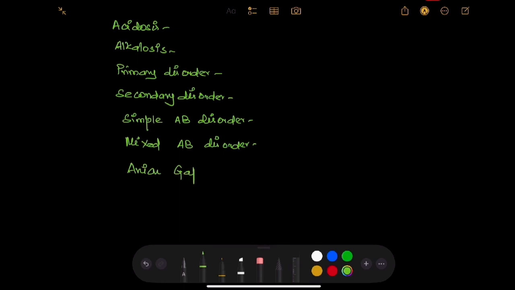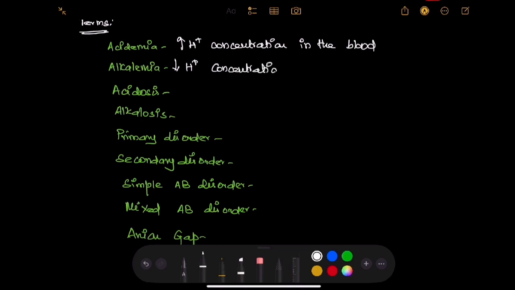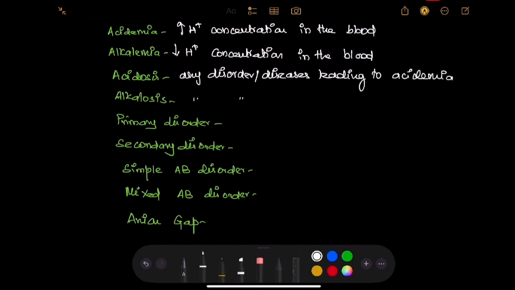So what is an acid? An acid is a molecule which donates a proton. Whenever the H plus concentration in the blood is high, it is known as acidemia. Whenever the H plus concentration in the blood is low, we call that condition alkalemia. Then what about acidosis and alkalosis? The basic pathological condition contributing to an increase in H plus concentration in blood is called acidosis. The pathological condition which causes a decrease in H plus concentration in blood is known as alkalosis.